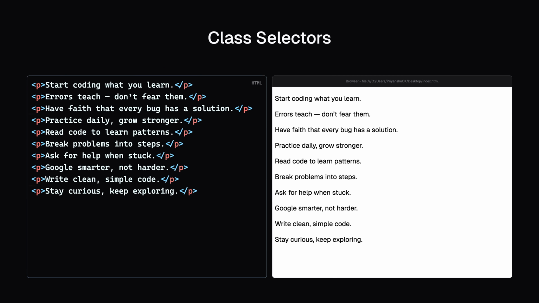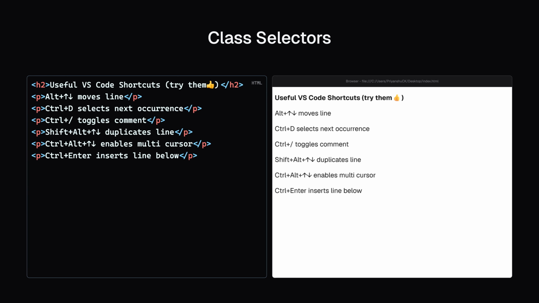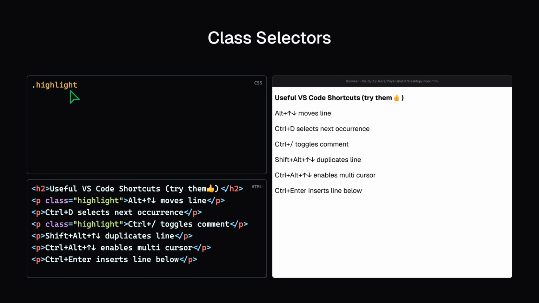Class selectors are like giving specific elements a nickname or class, so you can style them individually or in groups without affecting everything else of the same type. First, in your HTML, you add a class attribute to the elements you want to style specifically. For example, here I have added the class highlight to 2 of the paragraphs. Now in CSS, I can write a dot followed by the class name and the declaration. This will make all elements with the class highlight green, while leaving the other paragraphs unchanged.